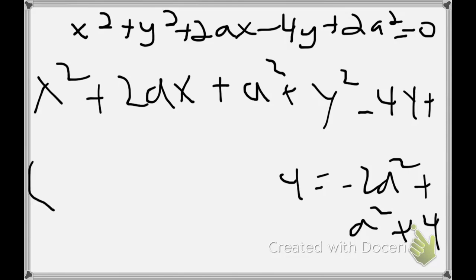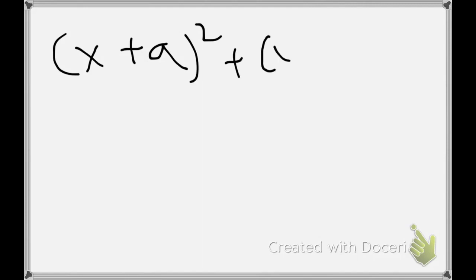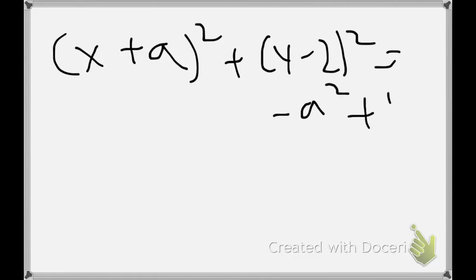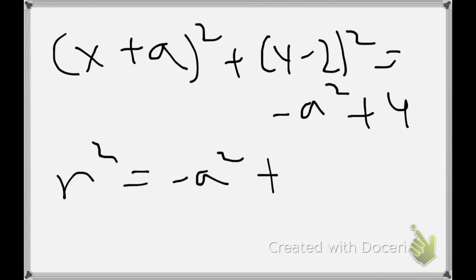Again, we condense these and we get (x plus a) squared plus (y minus 2) squared equals negative a squared plus 4, because in the original equation we moved over the 2a squared to make equals negative 2a squared and then added a squared and 4 to that. So then we know that r squared equals negative a squared plus 4.